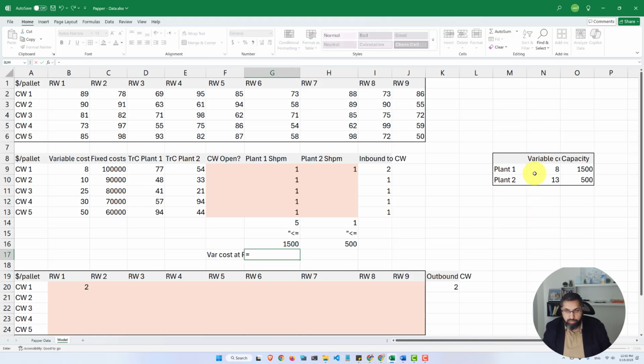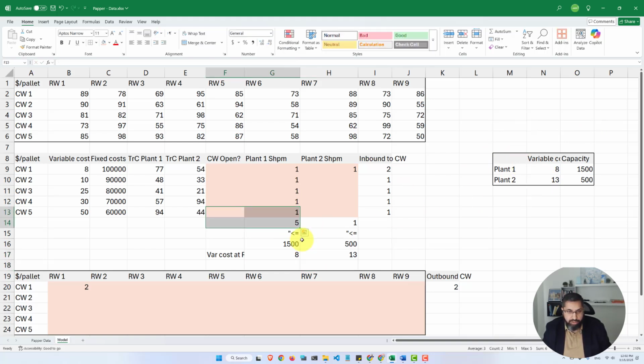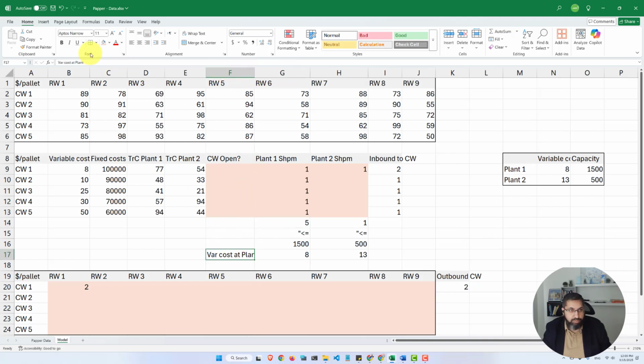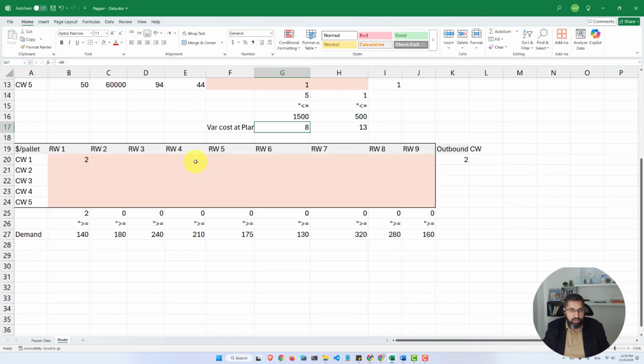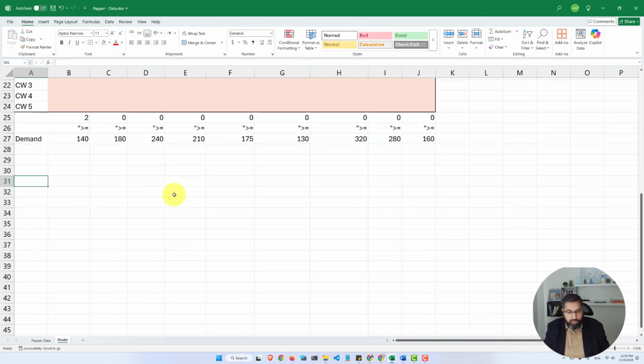Okay, so I'm going to put variable cost here and here, just because this table is to the side and I can just see right here variable cost at the plant. Is this and this. So anything that gets shipped out will be multiplied by the variable cost to get the cost at the plant. Okay, so now we're going to do our cost calculations.